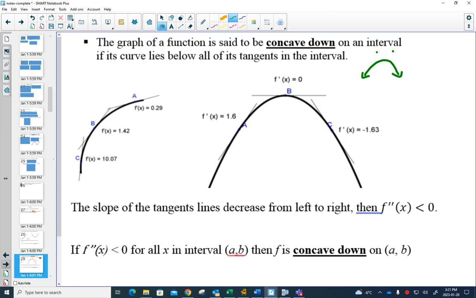If all of your tangents, which no matter where I draw a tangent on a concave down, make a mustache, whatever, the tangents would be above the graph. The tangents' slope would be decreasing. So if you want something to be decreasing, the derivative would have to be negative. So a negative second derivative means that the first derivative is decreasing. And a negative second derivative will mean that the original function is concave down.